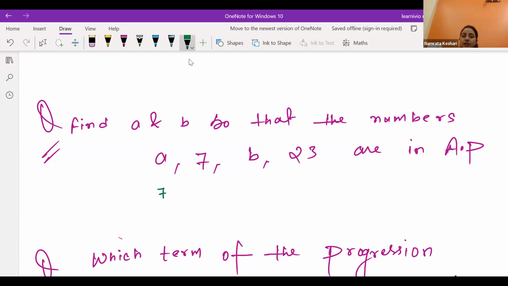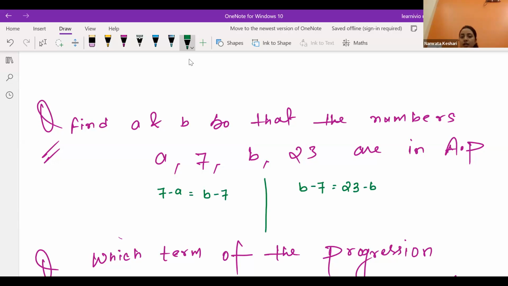That is 7 minus A must be equal to B minus 7. And also, B minus 7 must be equal to 23 minus B. From the second scenario, not from the first one. From the first one, we are not getting the A and B values, but from the second one, we are getting them.